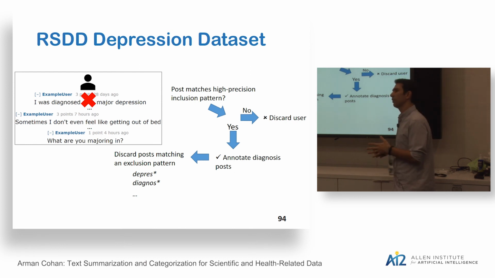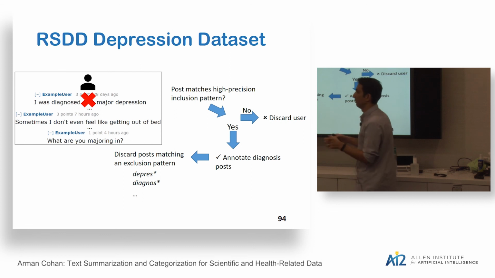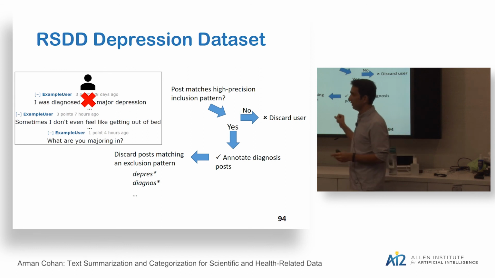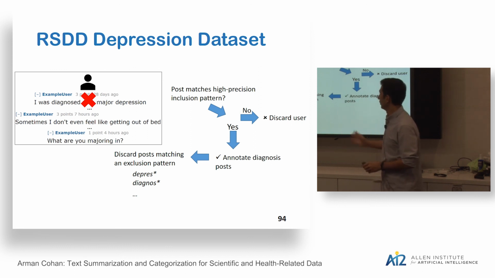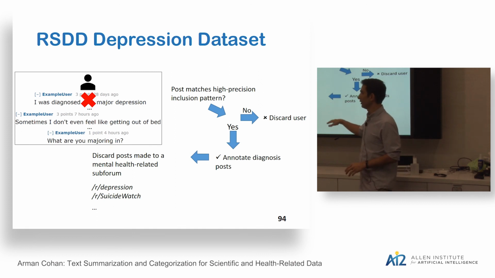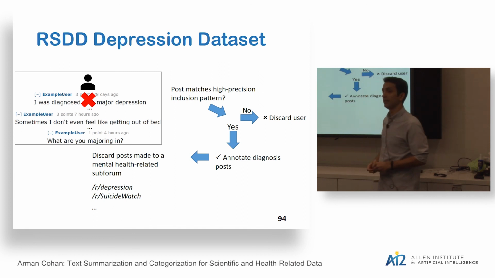The idea is that we want to have a data set to be able to identify users that are depressed by their general language, not a specific language. So we have some exclusion patterns, like depression diagnosis and so on, that we use to filter out the posts that include these. And we also remove every post that the user has in mental health related subforums.